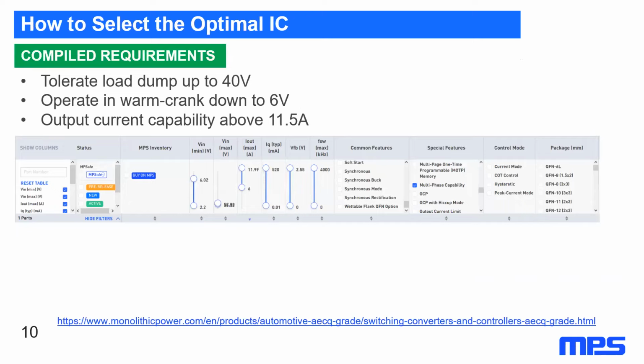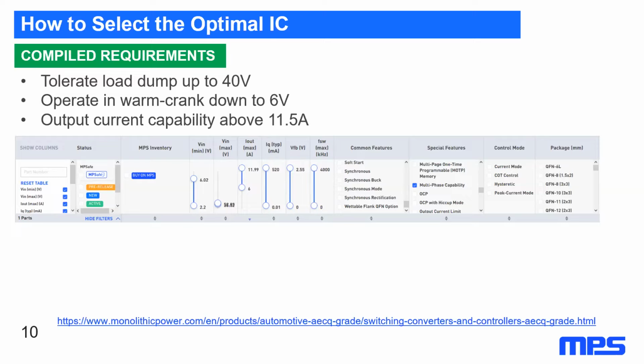So now we got all the requirements for this pre-regulator device. We know that it needs to tolerate a load dump up to 40 volts. It needs to be able to operate in warm crank down to about 6 volts input. And it needs to deliver an output current above 11.5 amps, since that is the peak that we will need during operation.